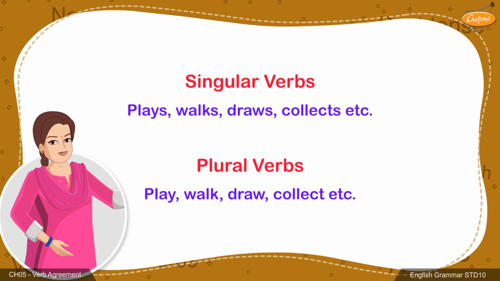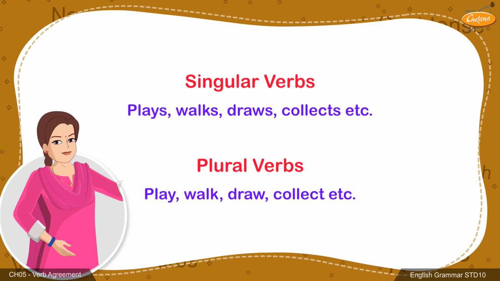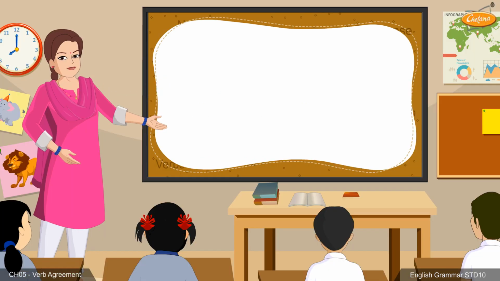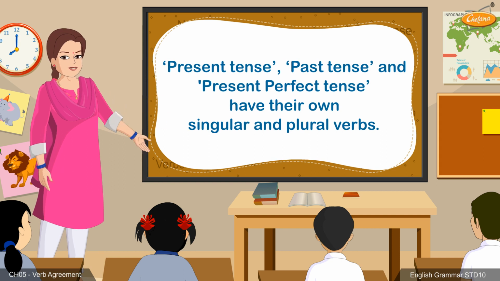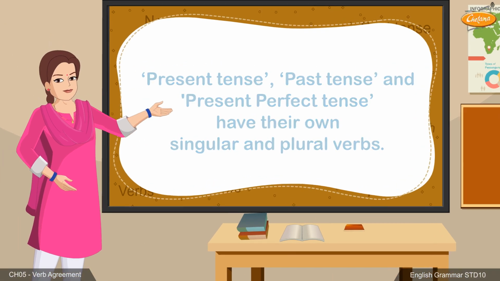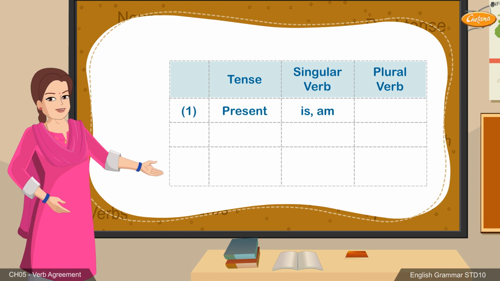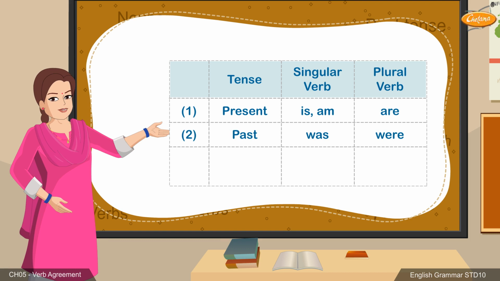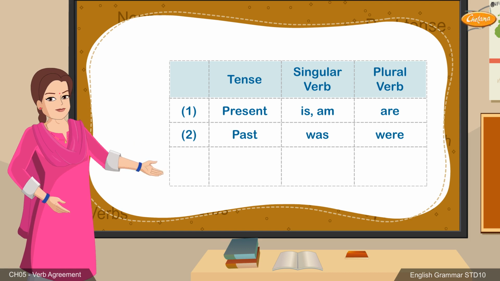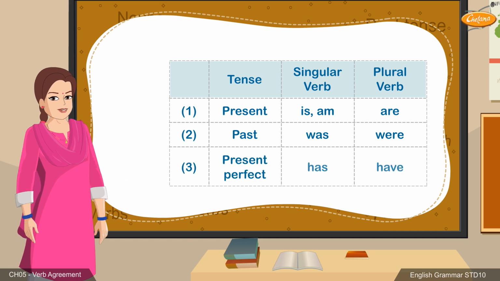Let's have a look at some common singular and plural verbs. You must have come across these verbs in tenses. Every tense form, especially present, past, and present perfect, has its own singular and plural verbs. You must familiarize yourself with these verbs so as to get a good command over this topic. In the case of present tense, is and am are singular verbs, whereas are is a plural verb. Was and were are the singular and plural verbs used in past tense respectively. With regard to present perfect tense, has and have are the singular and plural verbs.